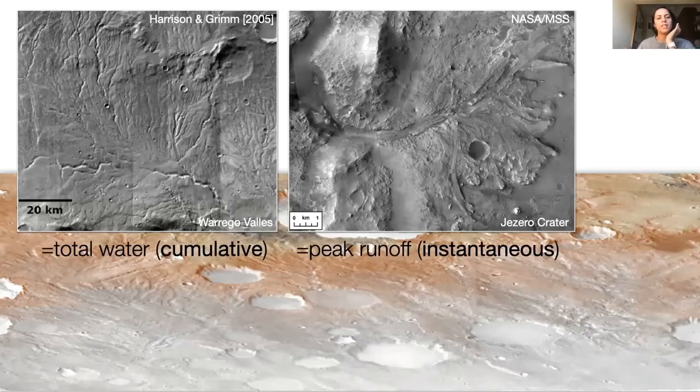However, previous studies that do look at the morphologies of these geomorphic landforms, for example, if they're looking at valley networks, use this to calculate the total amount of water that's cycled through the valleys globally.